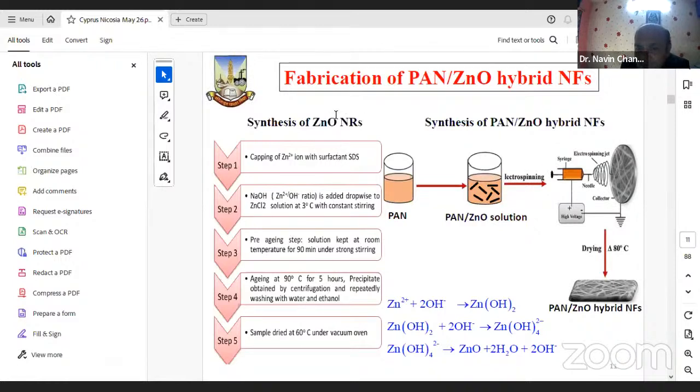That is the C-axis growth taking place. When we go for the calcination, the C-axis growth is taking place for the conversion of zinc oxide to the nanorods. The morphology of the nanorods comes from the C-axis growth.